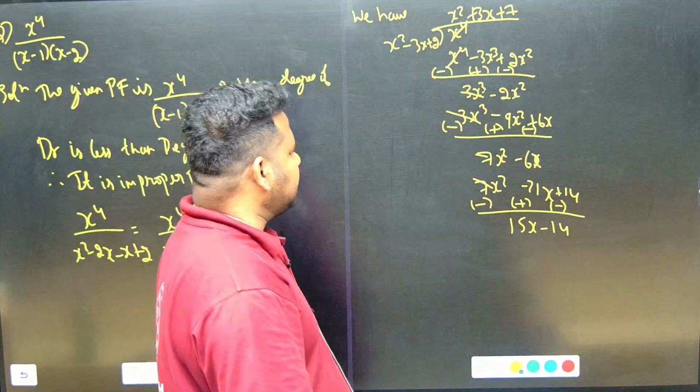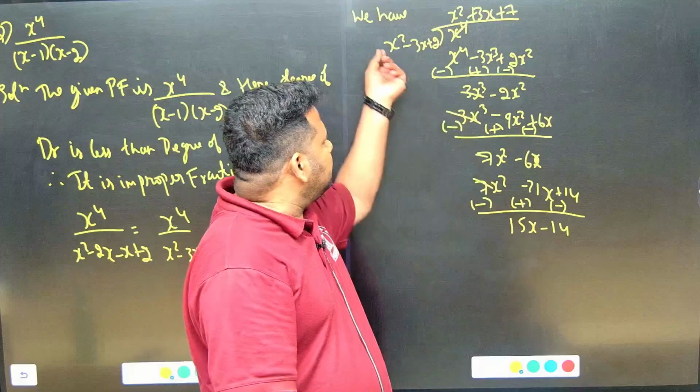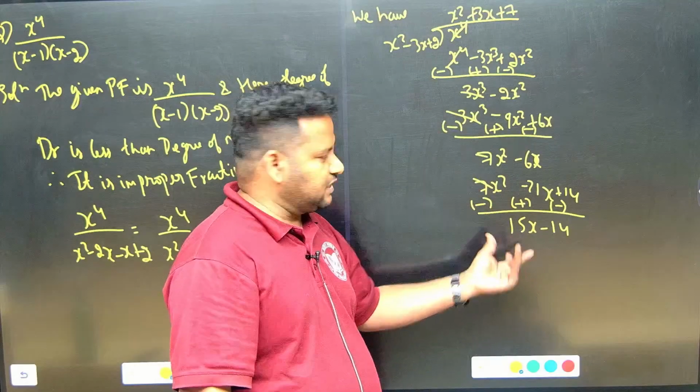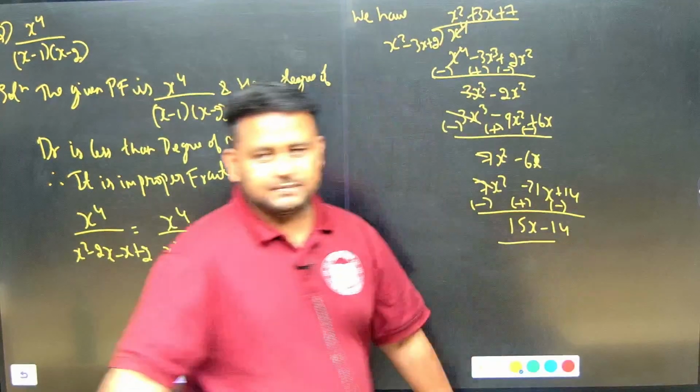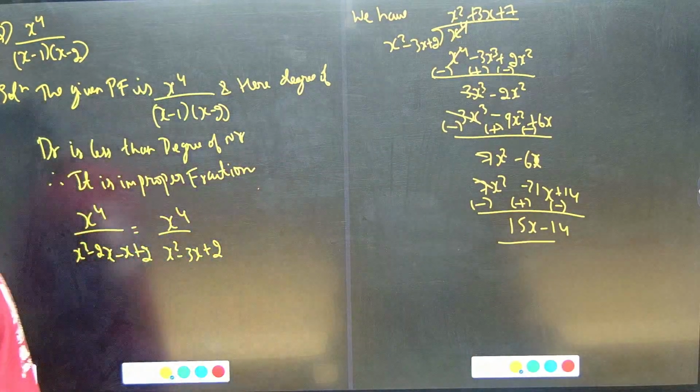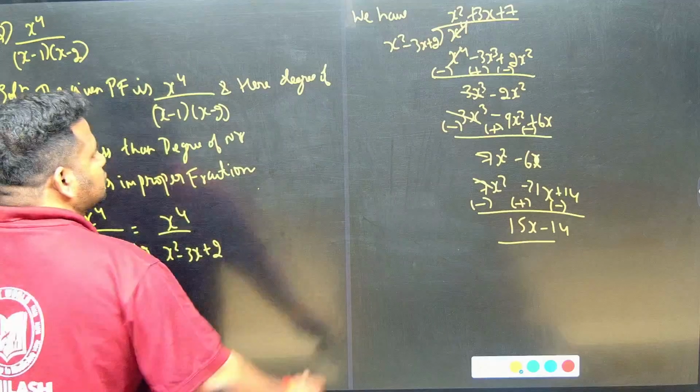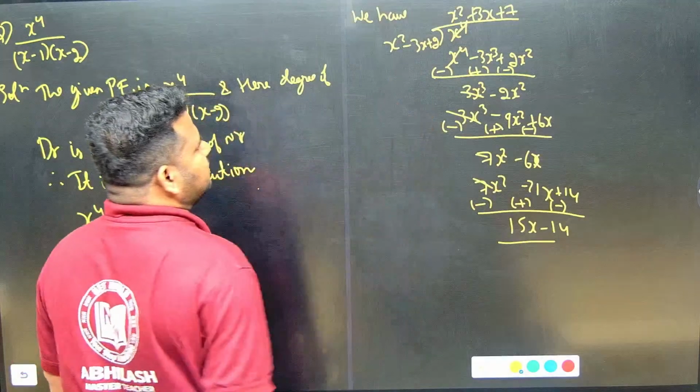We continue until we get a remainder whose degree is less than the degree of the denominator. 15x minus 14 I am getting. This is what I am getting. I can end it here. No need to go further. So what is the quotient I got? x square plus 3x plus 7.